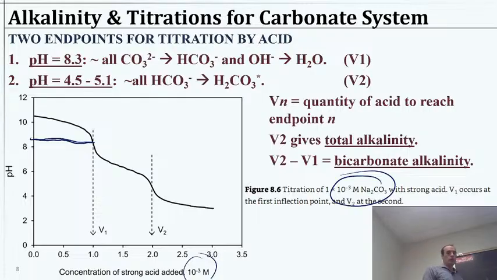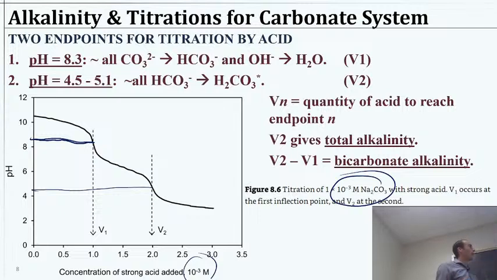When we get to V2, if we continue adding acid, we can see this one crosses somewhere near pH 5 or maybe a little below, right? Once we added enough to get to V2, and this is exactly 2 times 10 to the minus third moles per liter, now we've used up all of the alkalinity. So V2 gives us the total alkalinity. That is the definition of that second endpoint.